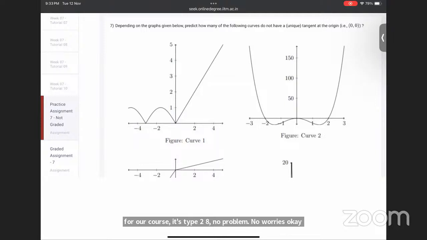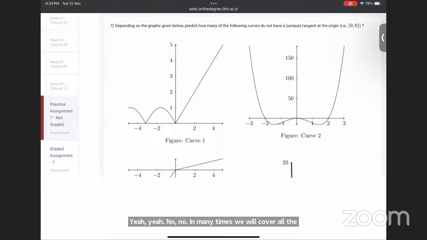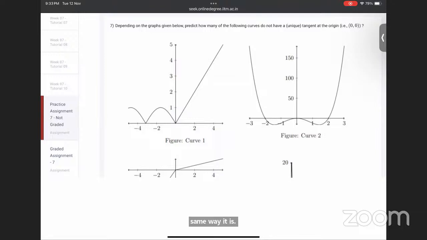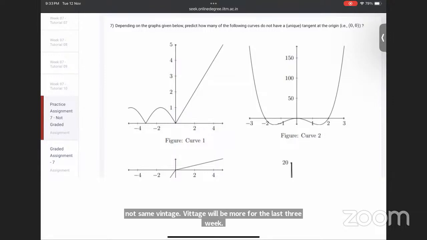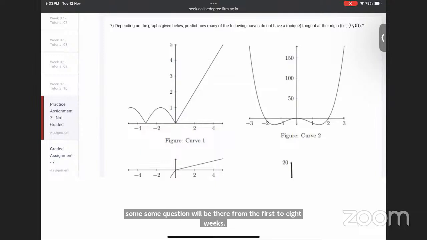Okay, ma'am. And ma'am, in end term, it's week 1 to week 12 or week 9 to week 12? Yeah, no. In end term, we will cover all the weeks from first to last. Same weightage? No, not the same weightage. Weightage will be more for the last 3 weeks, and some questions will be there from the first to 8th week. Ma'am, 3 weeks or 4 weeks, 9 to 12 or 9 to 11? I guess 9, 10, 11. Okay, okay.